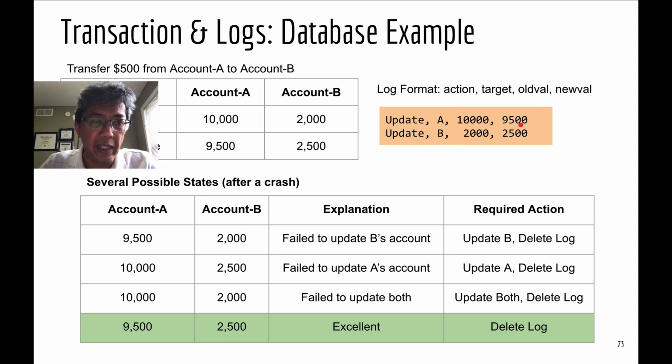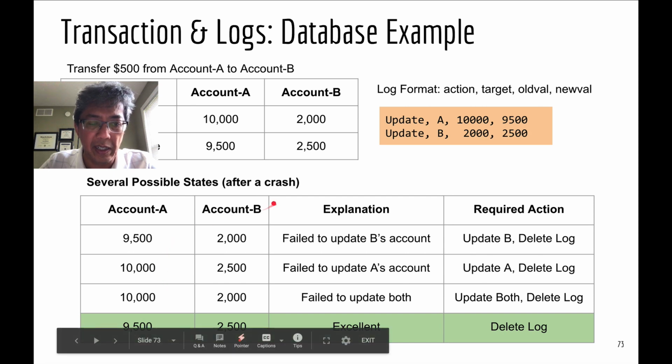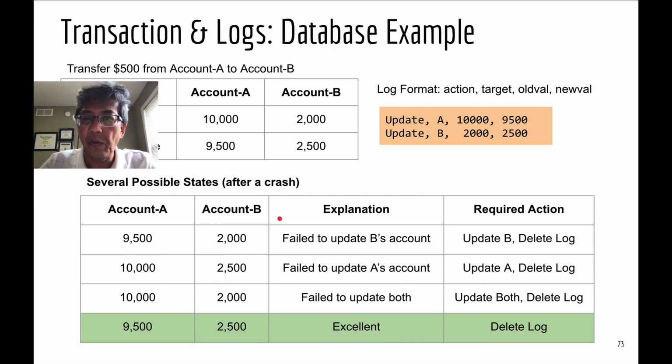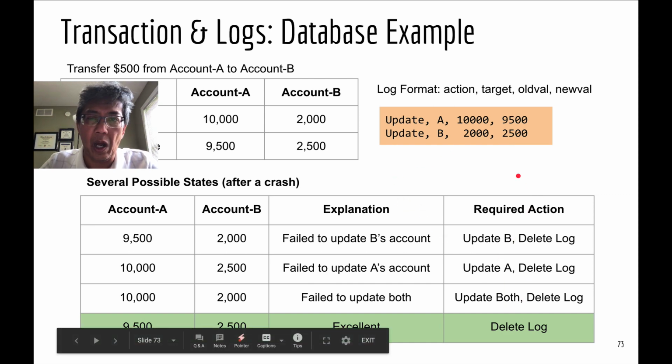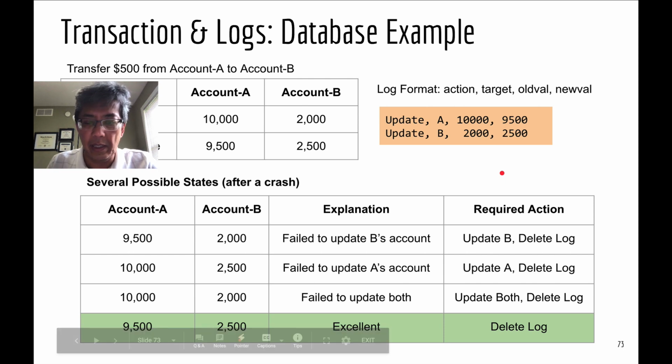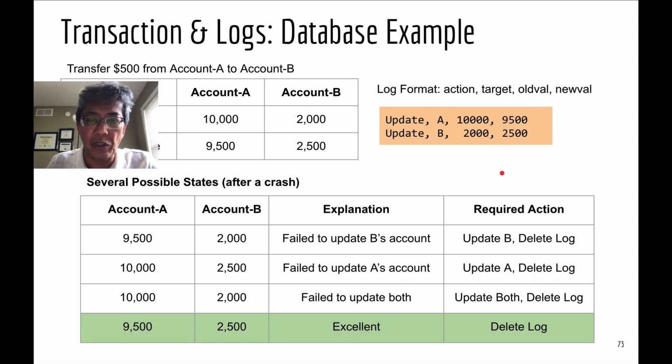And the last state, the fourth state, is when everything goes well, you will see the balance in A is 9,500 and the balance in B is 2,500, which is the expected value, nothing went wrong, and we just delete the log. So using the log will help to recover the state of your tables to a consistent state.